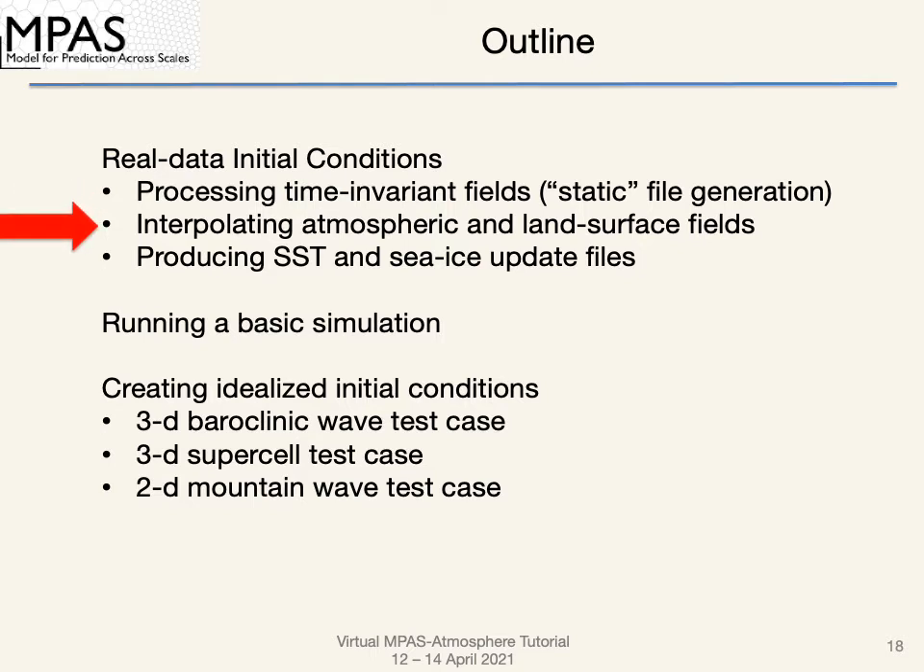And now what we're going to do is turn our attention to the interpolation of atmospheric and land surface initial conditions. So once we have a terrain field, we can then generate a terrain-following vertical coordinate surface, or a set of terrain-following vertical coordinate surfaces. And that gives us a 3-dimensional grid to which we can interpolate our atmospheric initial conditions.